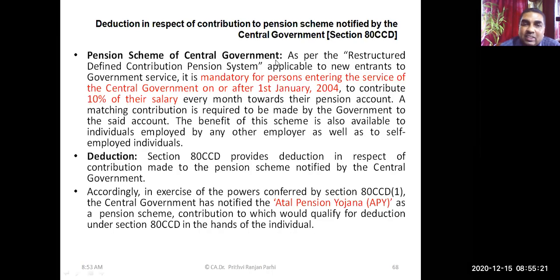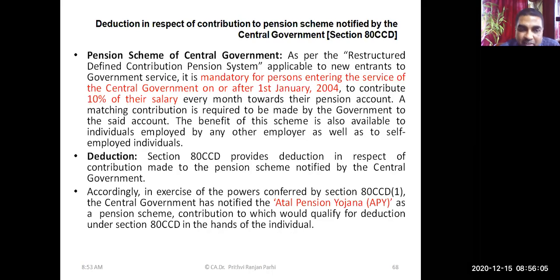So all those who joined the central government on or after 1st January 2004 have to contribute a portion of the salary to a pension scheme, which means 10% of the salary, and the government will make an equal contribution. Section 80CCD provides deduction in respect of contribution made to the pension scheme notified by the central government. So any contribution made under this scheme is eligible for deduction. This is about 80CCD.